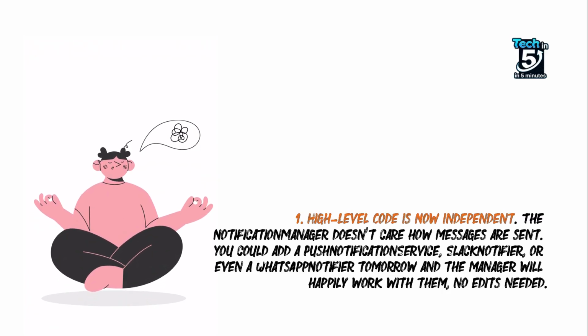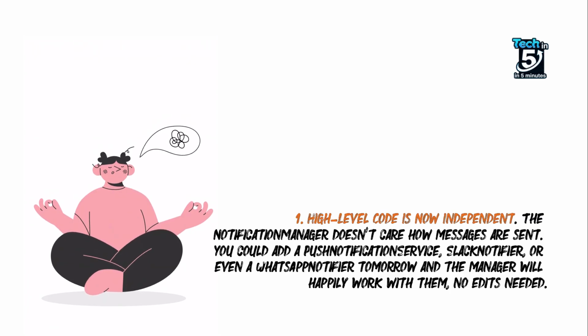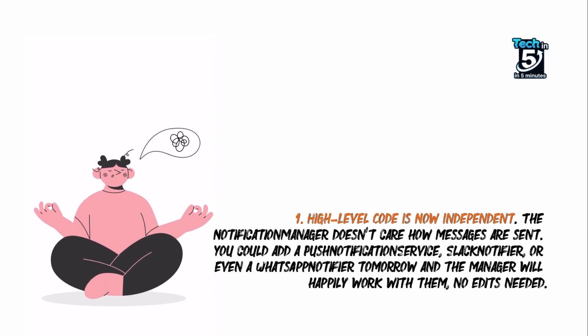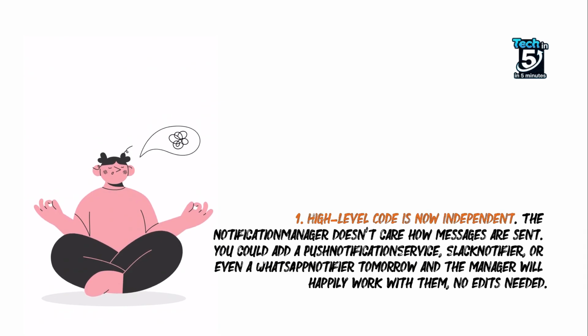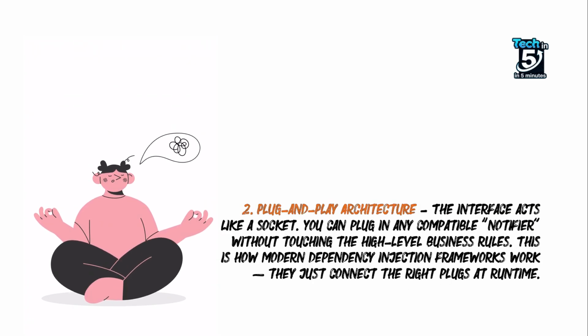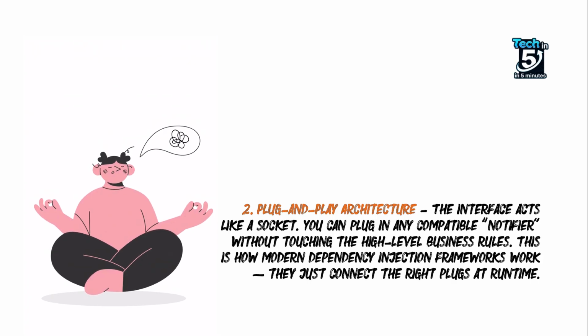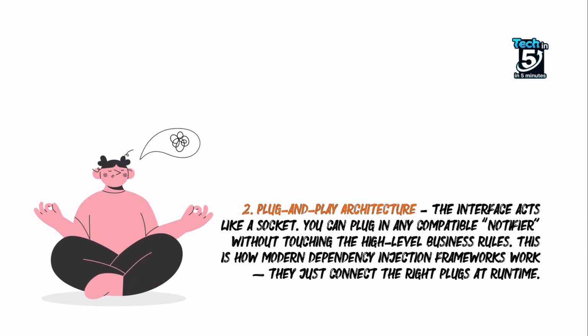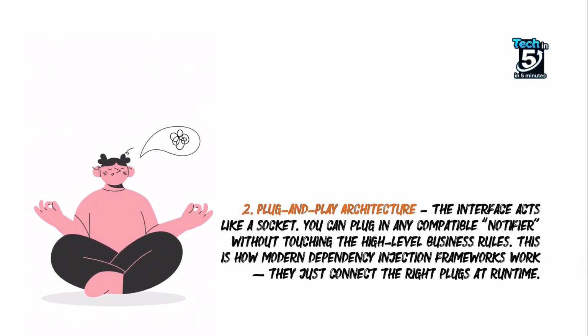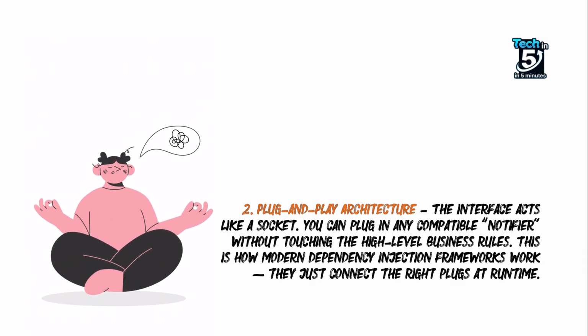One, high-level code is now independent. The NotificationManager doesn't care how messages are sent. You could add a push notification service, Slack notifier, or even a WhatsApp notifier tomorrow, and the manager will happily work with them. No edits needed. Two, plug-and-play architecture. The interface acts like a socket. You can plug in any compatible notifier without touching the high-level business rules. This is how modern dependency injection frameworks work. They just connect the right plugs at runtime.